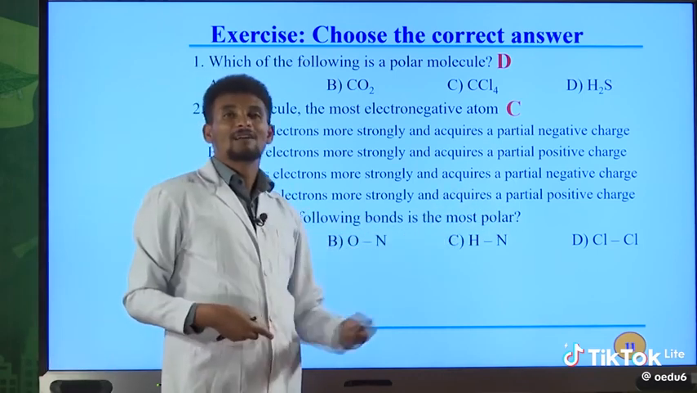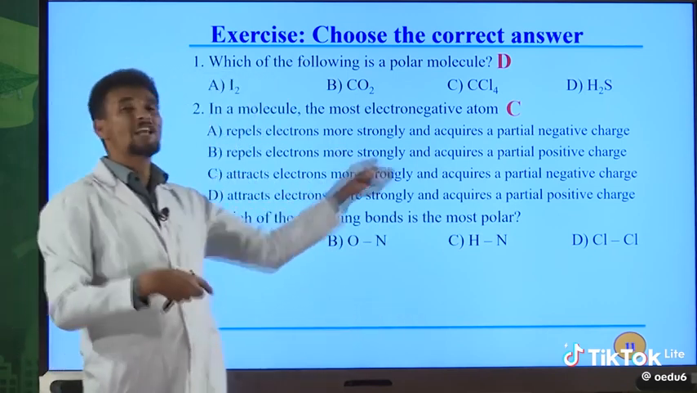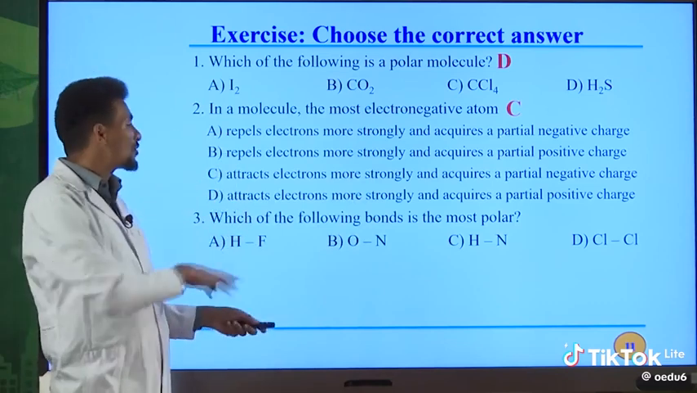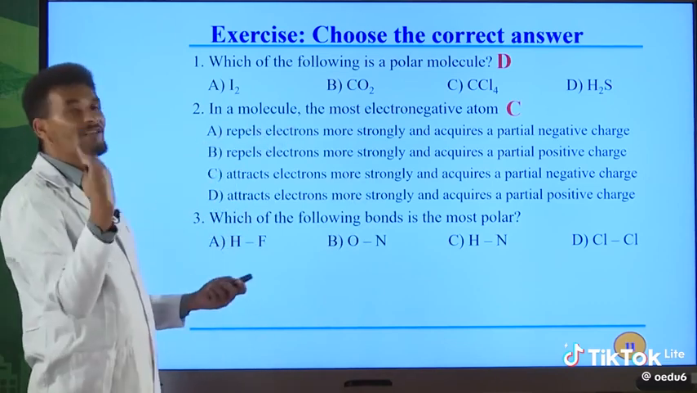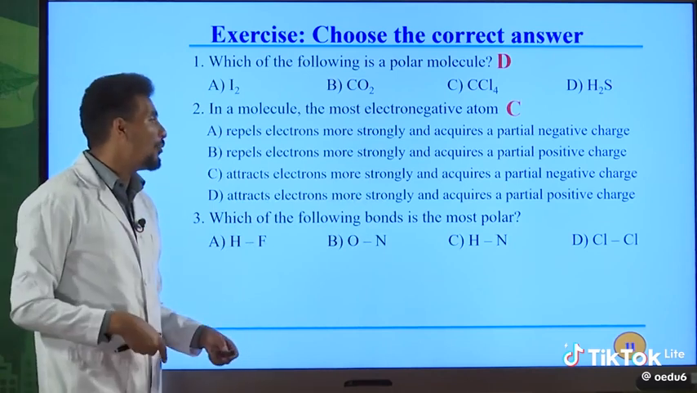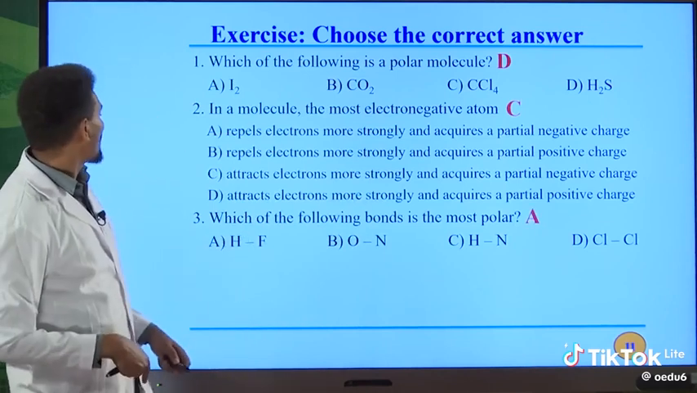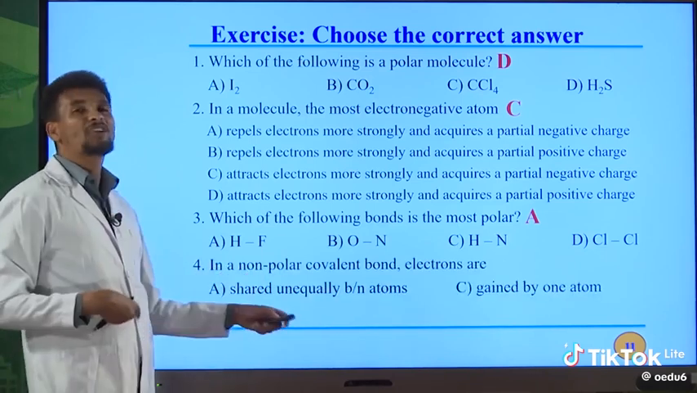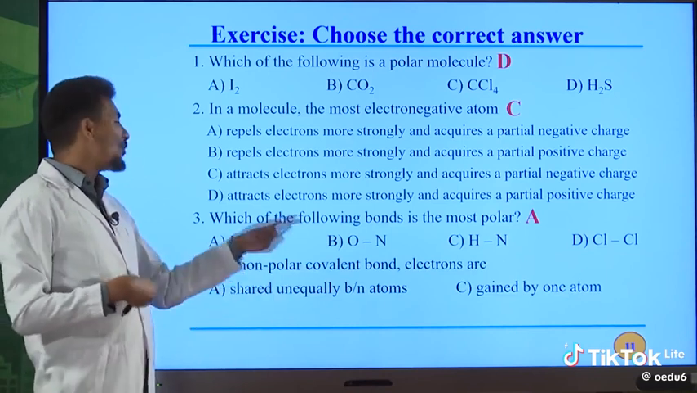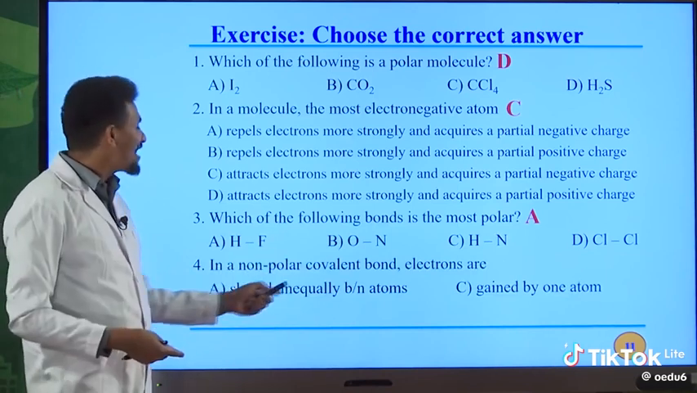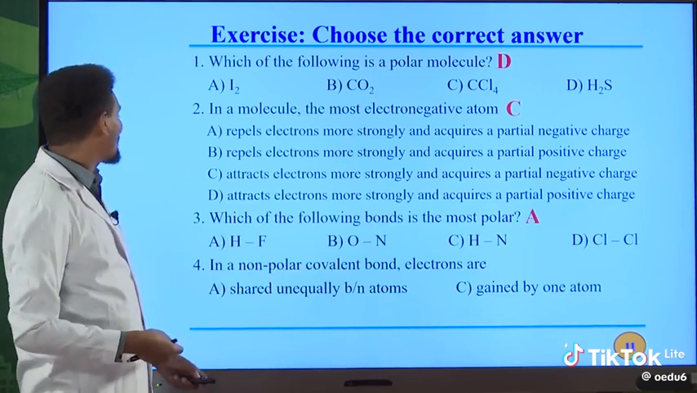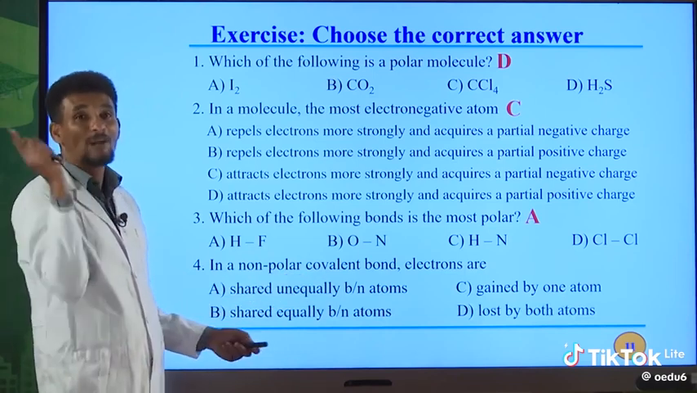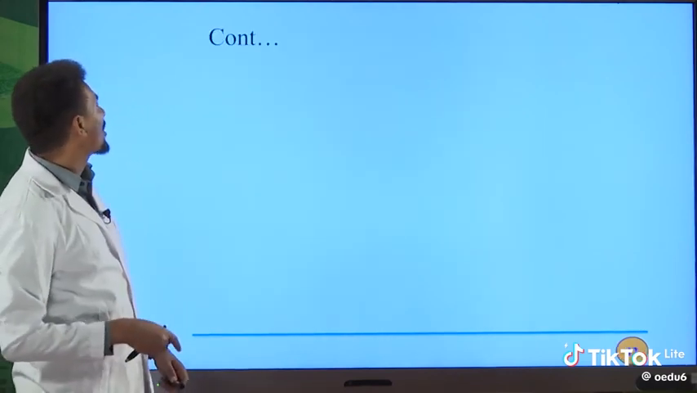Calculate the electronegativity difference of each of these bonds, and then you can compare that difference with all of them. After that, you can easily identify which one is the more polar bond. So A is the correct answer. Question number 4. In a non-polar covalent bond, electrons are equally shared. If the bond is polar, electrons are unequally shared. So the correct answer for question number 4 is B, shared equally between atoms if the bond is a non-polar covalent bond.